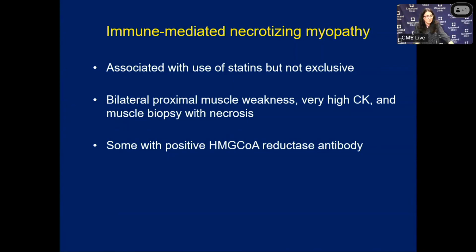These patients present with bilateral proximal severe muscle weakness, a very high CK, a rapidly progressive disease, and the muscle biopsy shows extensive necrosis and paucity of inflammation when compared to polymyositis.